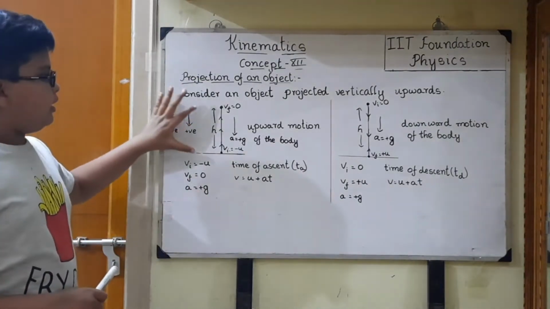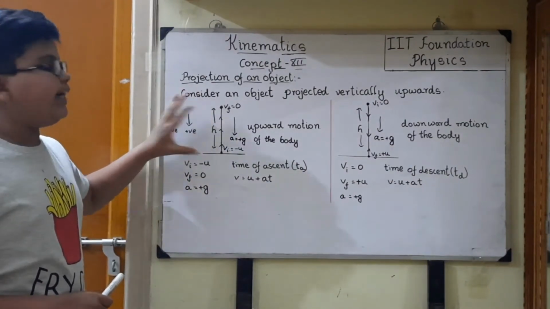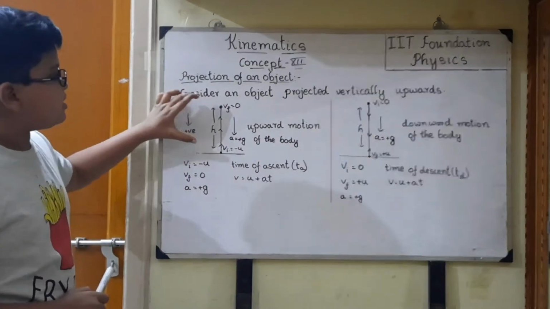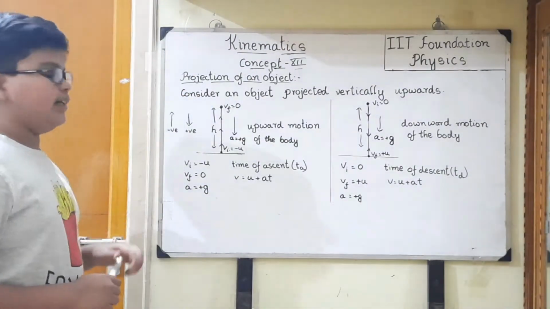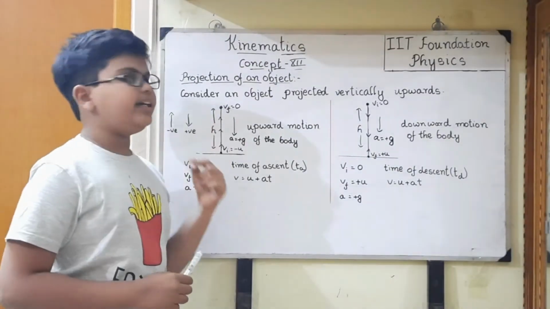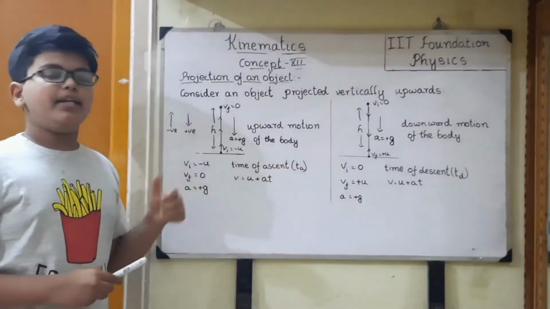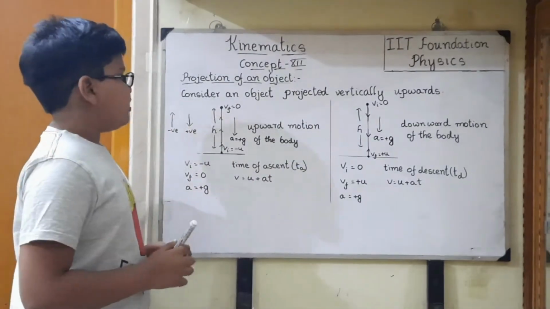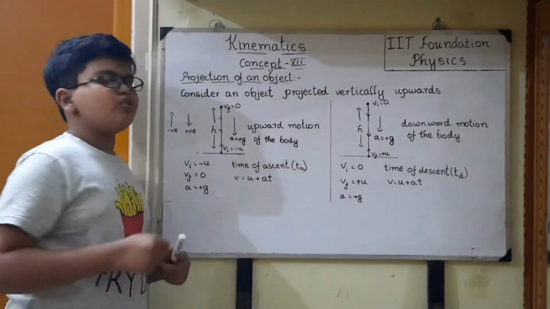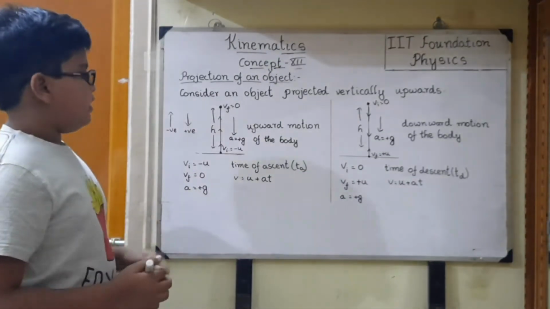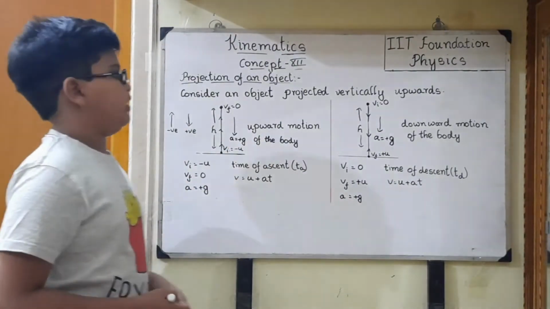This is the maximum height of the body, and this is the displacement which has been covered. They are both equal: maximum height is equal to the displacement covered. Let's say the displacement is h, right? And V final is equal to 0, meaning the final velocity is 0. This is about the upward motion of the body.